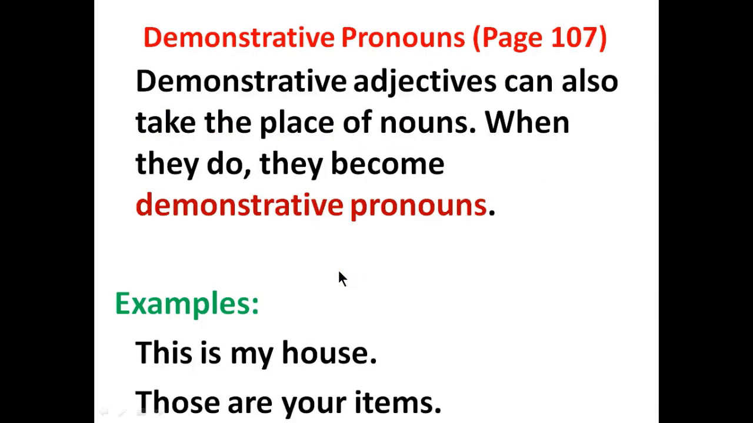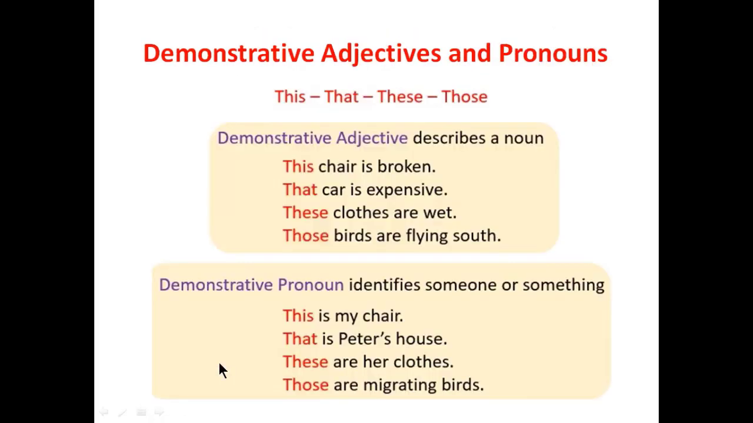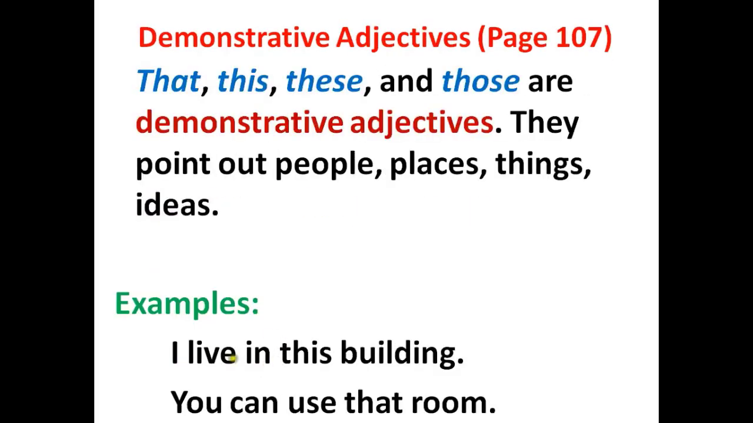Now the same words become demonstrative pronouns. Here is some explanation that will make the idea clear for you. Demonstrative adjectives can also take the place of nouns. When they do, they become demonstrative pronouns. For example, this is my house, those are your items. Now you can see the words like this and those are being applied as demonstrative pronouns. In these examples, you will find some linking verbs, while there are no linking verbs when I am using the demonstrative adjectives. I live in this building, you can use that room.